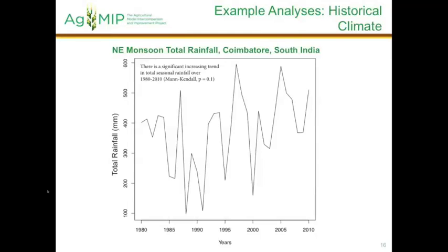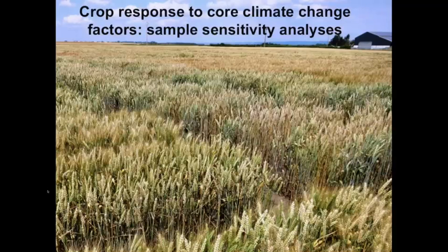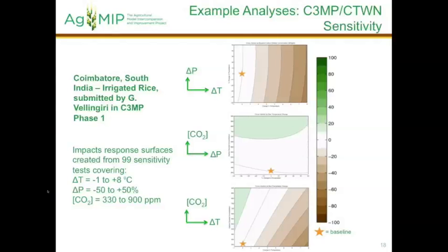Right. Okay. So moving on, I'm going to show just a quick, simple application. We haven't done the CTWN single factor analysis just yet, so I'm going to show the sensitivity, the C3MP response surfaces, impacts response surfaces. I think many of you have seen this before in some of Alex's presentations regarding some other samples. I wanted to pull one from one of our sites that were in the AgMIP Regional Integrated Assessment. So again, this is for Coimbatore, South India.